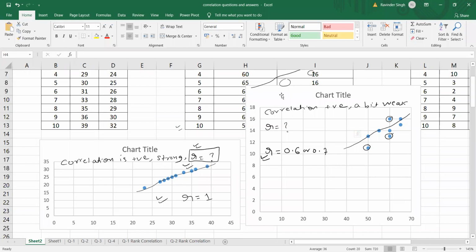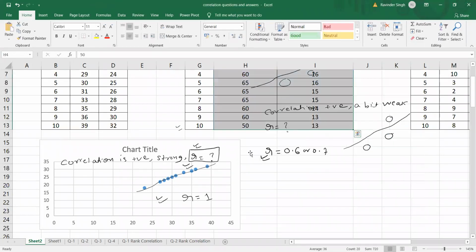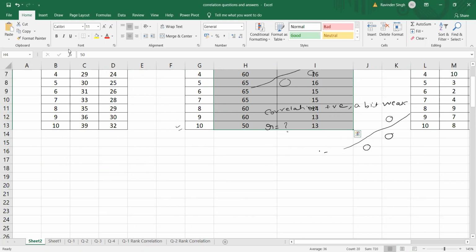So I will just delete this particular graph, because now data 1 and data 2 we have understood. So I will just quickly put up this particular portion. If anybody has any particular doubt by that time, please let me know. Okay.